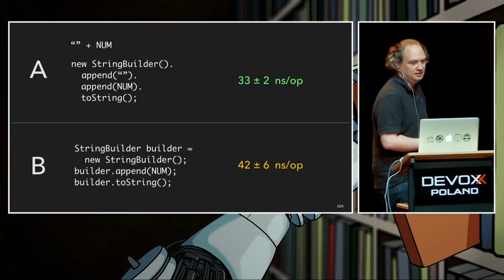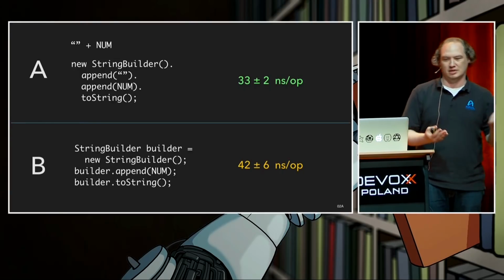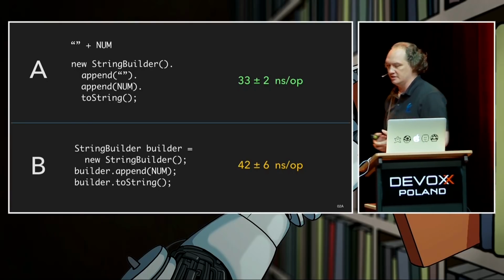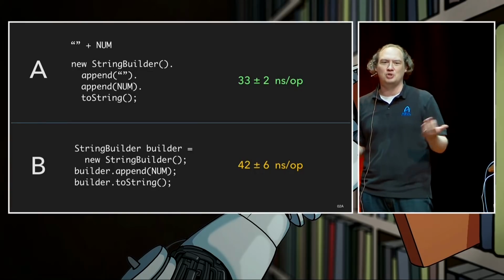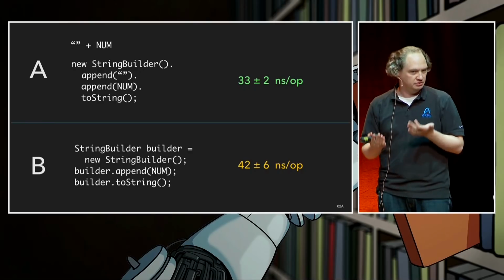In fact, concatenation is faster. And not by a tiny amount, at least in percentage terms. It's about 10 nanoseconds faster than the string builder. How does that make sense? How are 2 append calls faster than 1 append call? Well, the answer is we didn't do an append.